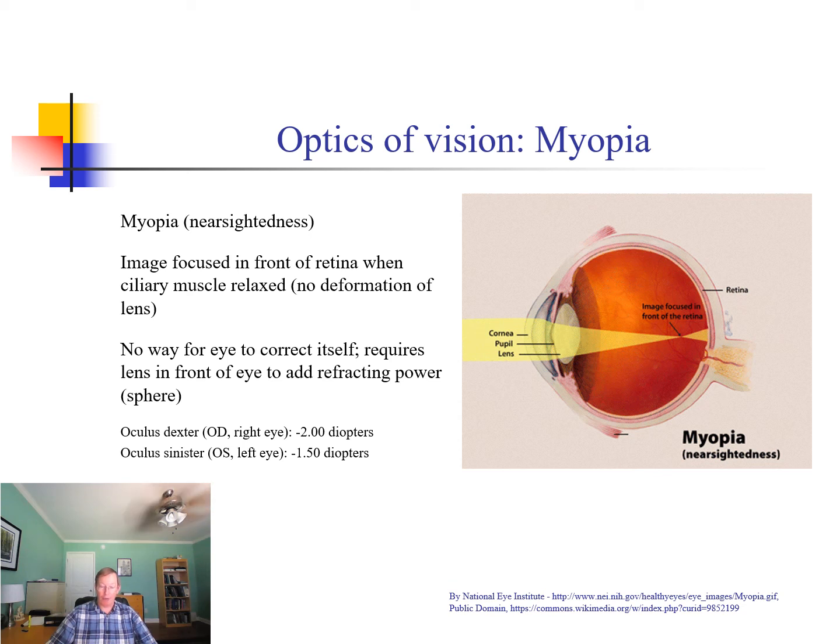So, if you have a prescription for myopia, and your OD is -2 diopters, and your OS is -1.50 diopters, then that means that you have myopia, and that your right eye needs a stronger refracting power in order to get it corrected. So it's worse. Your myopia is worse in that right eye.